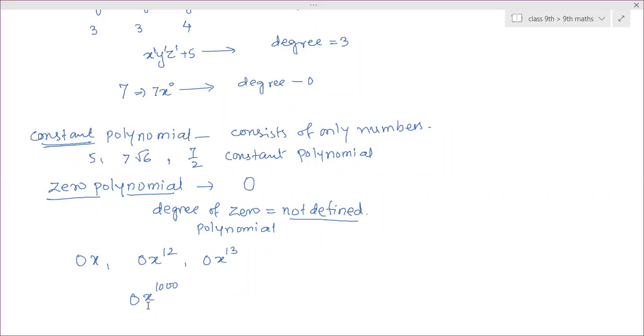Is it clear? But degree is there, 12 or 13 or 1000. 0 into anything is what? Yeah, the answer is 0. But some degree is there. It is not defined. We are not defining it. It is not definable. We cannot tell an exact value, so there can be many values: 12 also, 13 also, 1000 also, 1 lakh also, 5 lakh also, 5 crore also. We don't know. So therefore it is actually called infinity.